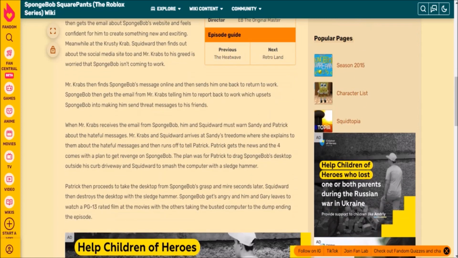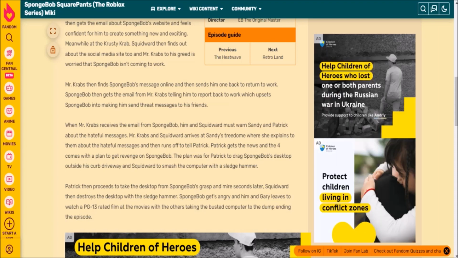When Mr. Krabs receives the email from SpongeBob, him and Squidward must warn Sandy and Patrick about the hateful messages. Mr. Krabs and Squidward arrive at Sandy's treedome where she explains to them about the hateful messages and then runs off to tell Patrick. Patrick gets the news and the four come up with a plan to get revenge on SpongeBob.